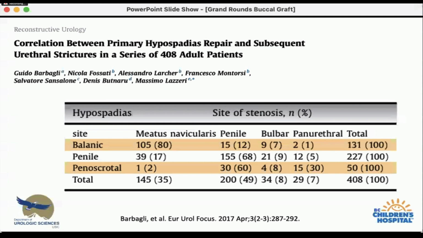The majority of the patients that had a balanic hypospadias presented frequently with a meatal stenosis, in 80%. The penile and penoscrotal hypospadias both had penile strictures more often, with 68% for penile hypospadias and 60% for penoscrotal hypospadias. The penoscrotal hypospadias also presented panurethral strictures in 30% of the cohort. And interestingly, they had 8% of bulbar stenosis, regardless of the hypospadias site. And in our study, we actually have 1 patient that also had bulbar stenosis.